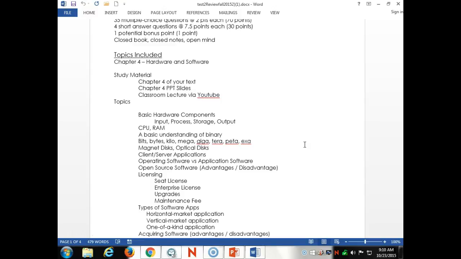We talked about types of memory, RAM, random access memory. Is that volatile or non-volatile? You guys remember talking about volatile versus non-volatile storage? Volatile means what?